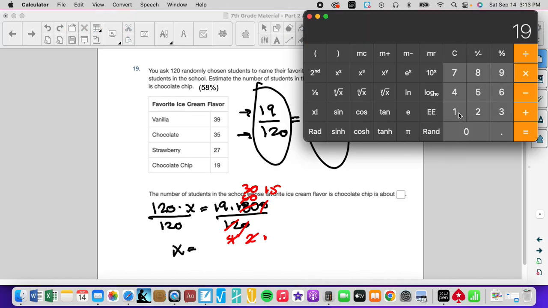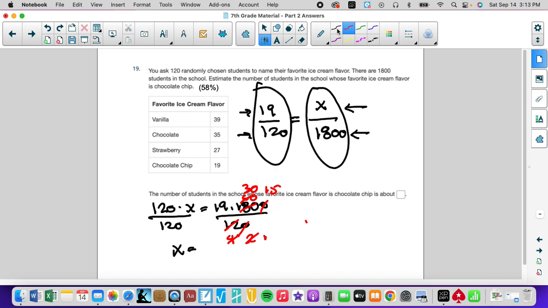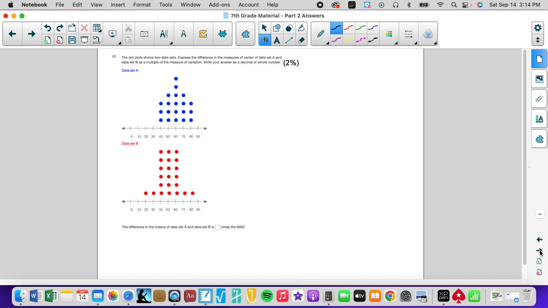19 times 15 gives me 285. So what I would expect is 285 students to like chocolate chip. The number of students at the school whose favorite ice cream flavor is chocolate chip is about 285 students. And last one, this is a crazy problem right here. This is very, very bizarre.